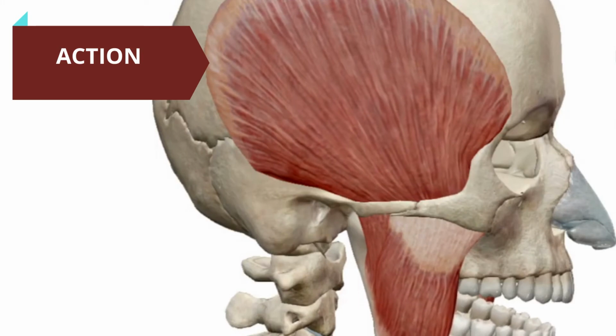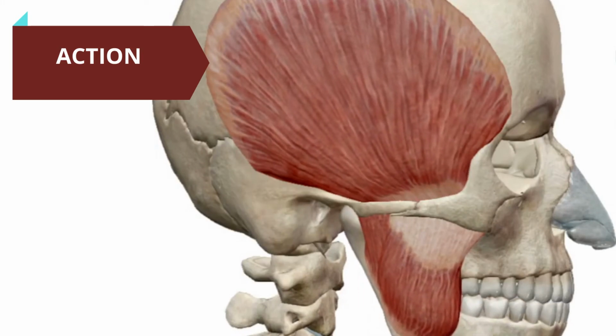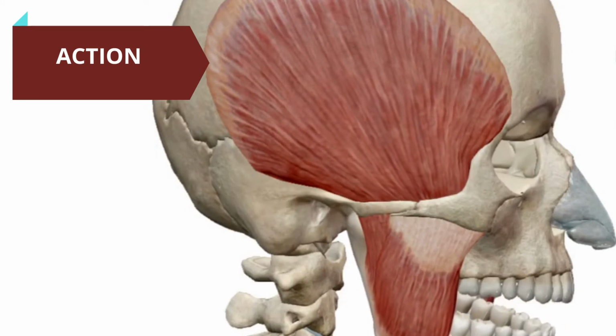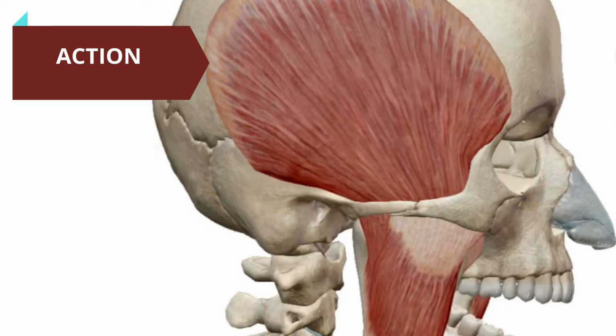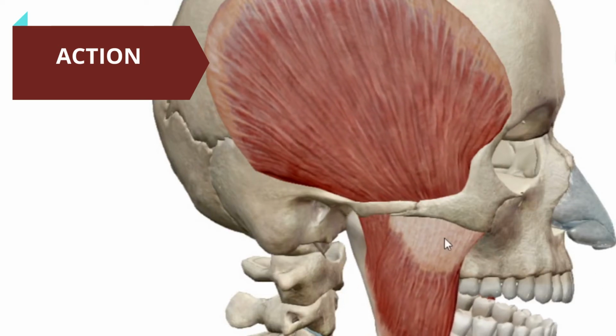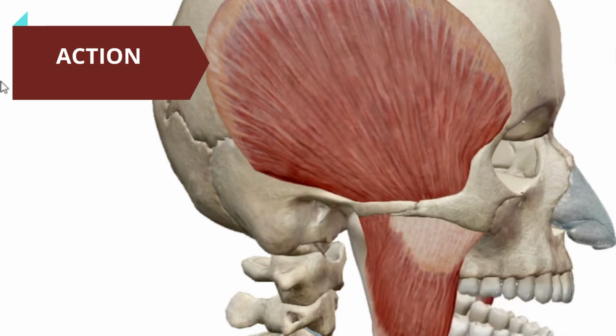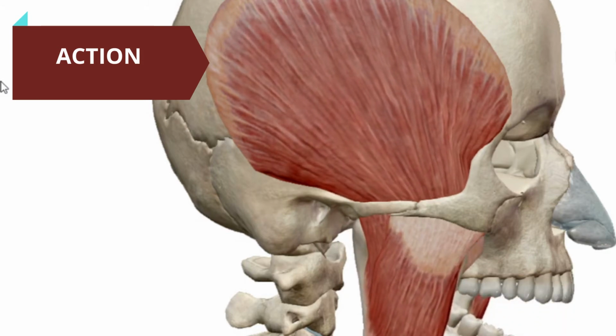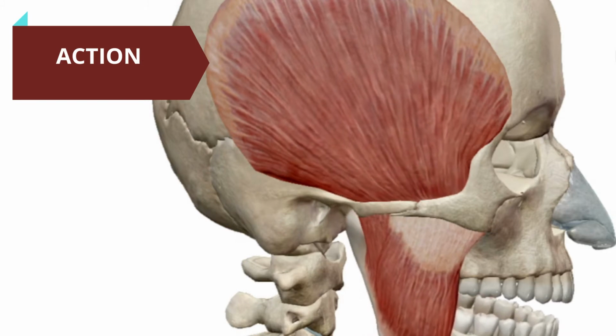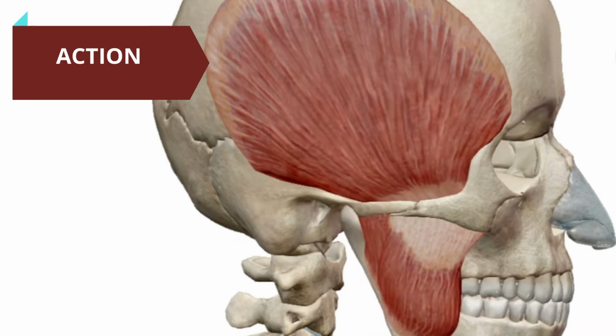Action of the masseter muscle, that is to elevate the mandible. Elevation of the mandible can be done by the masseter muscle, or you can say closing of the mouth, right? Closing of the mouth can be done by the masseter muscle.